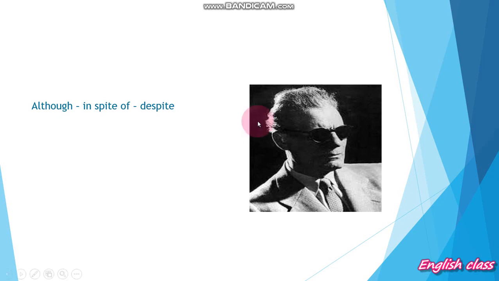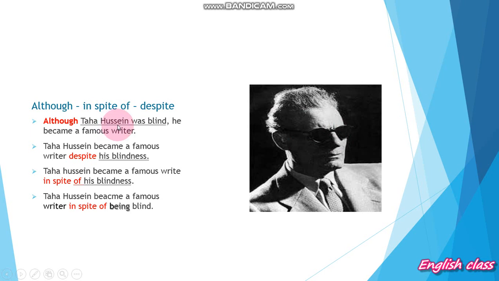So before I show you the examples, I have here a picture of a man. I wonder if you know who he is. He is a famous Egyptian writer. He's Egyptian. So yes, that's Taha Hussein. Taha Hussein is a very famous Egyptian writer. And what is special about him? He doesn't have the ability to see. It means he was blind. So blind means he can't see. So although Taha Hussein was blind, he became a famous writer. Normally somebody who is blind, it is almost impossible for him to be a famous writer. But here, although Taha Hussein was blind, he became a famous writer.